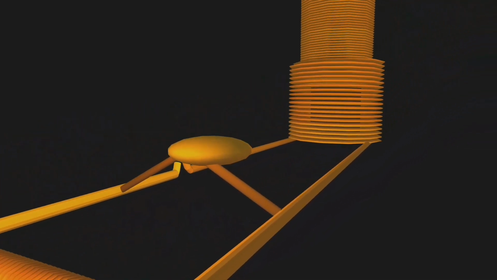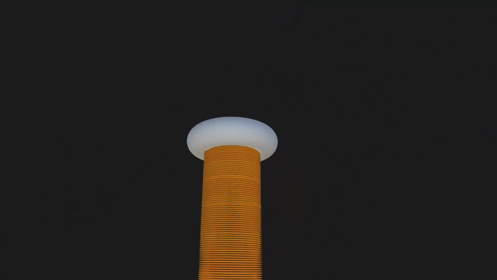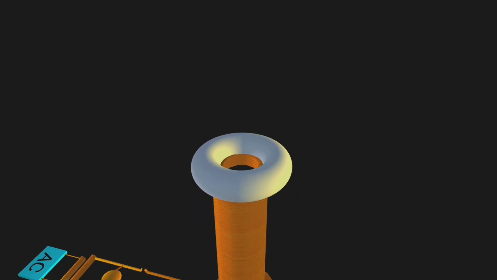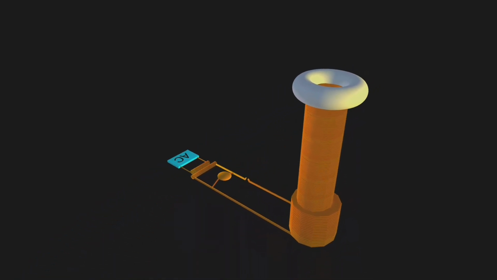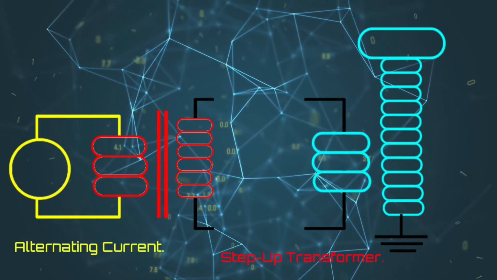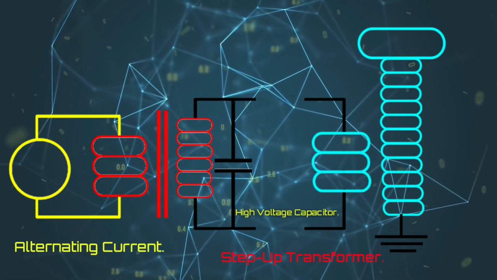A Tesla coil is a device which is used to generate electricity of super high voltage, low current and high frequency. The circuit diagram for a Tesla coil is pretty simple. There is an alternating current supply, two step-up transformers, a super high voltage capacitor and a spark gap.